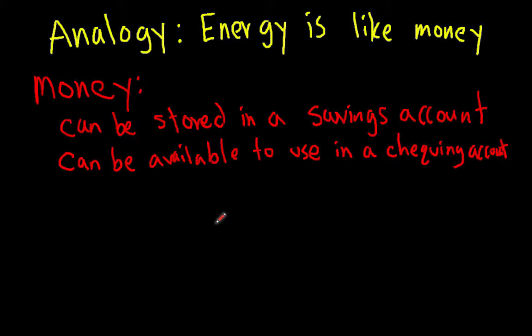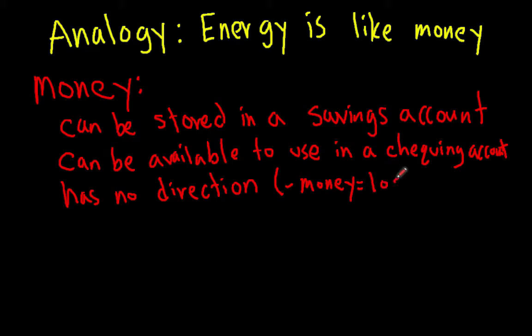Unlike a lot of things we talk about in physics, money has no direction. You can't really talk about having $5 to the left. No, you just have $5 or you don't. And so negatives and positives in money refer to loss and gain. Negative money is a loss. Positive money refers to a gain of money, not directions.